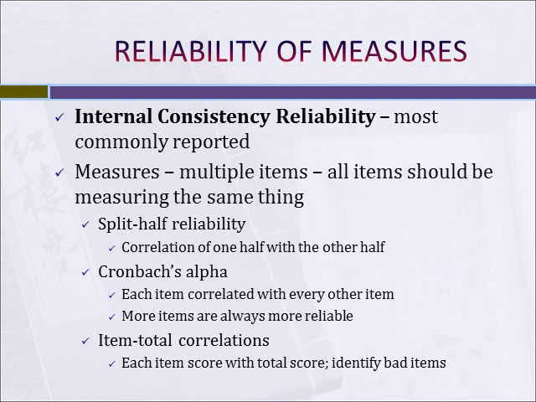And it's really useful for identifying bad items. So if there's one item that doesn't correlate with the rest of them, it will have a low item total correlation, and it might not be measuring the same thing. So item total correlations are often used to identify bad items. They're often used to shorten scales and really key in on the items that are most important. Okay?